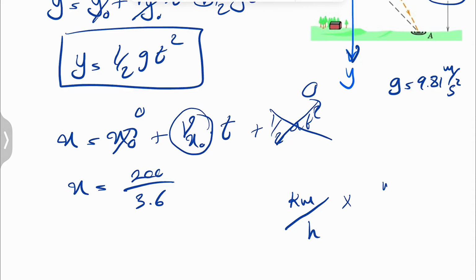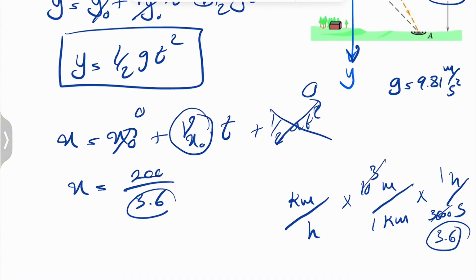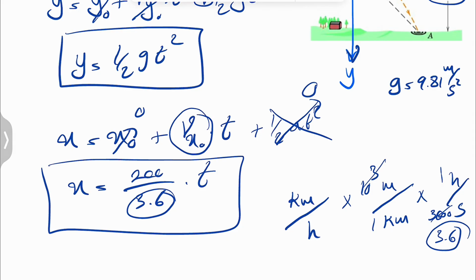So we have meters per kilometer. We know 1 kilometer is 1000 meters, and we need the hour on the bottom in seconds. 1 hour is 60 minutes, 60 minutes times 60, so it's going to be 3600 seconds. So we can cancel these, and this will turn into 3.6, and that's where it's coming from. And times t, and that's going to be our second equation.